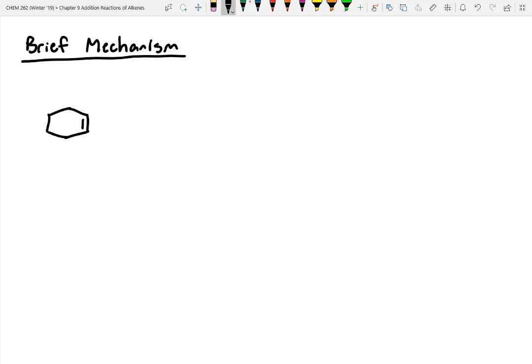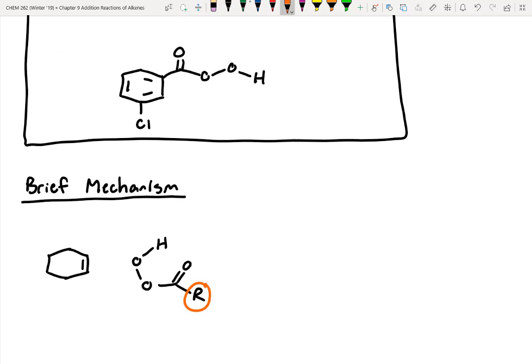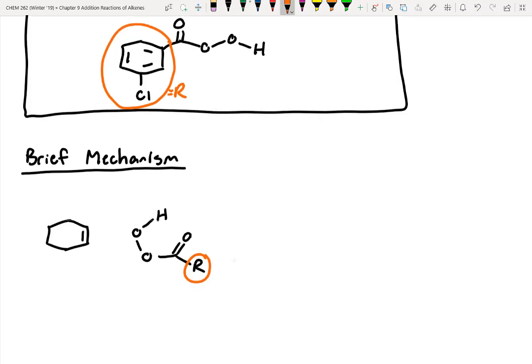All right, the mechanism is kind of weird, so bear with me. I'm not going to show the whole benzoic acid part, so meaning this whole R group up here. I'm just going to abbreviate that as R. Makes it a little bit easier for us.